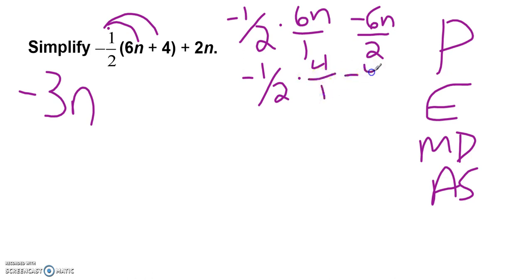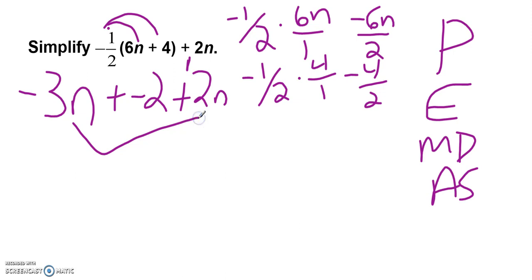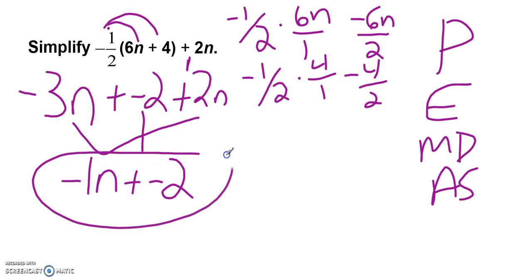We get negative 4 over 2, and that's going to give us plus negative 2, and then we have plus 2n, which is just right here. So we did the distributive property and found these two terms, and then we just kept this one how it was. Okay, and then these two are like terms, and this is just going to be brought down. So this is negative 3n plus 2n. That gives us negative 1n, and then plus negative 2, and this is what we were looking for.